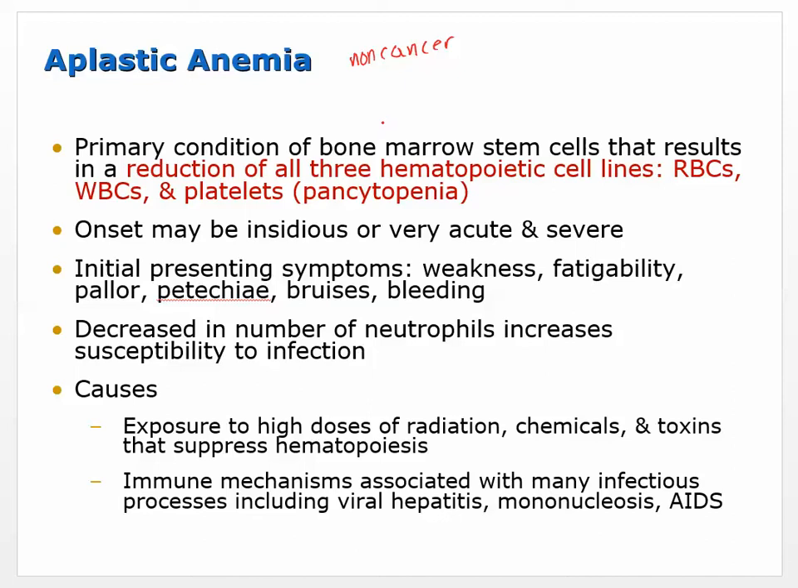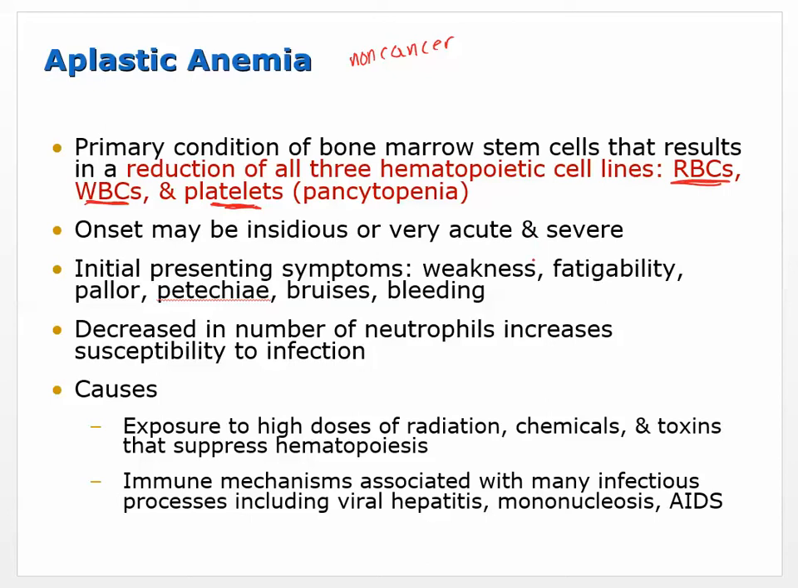So it's a primary condition of bone marrow stem cells that results in a reduction of all three lines. So we're talking about it with anemia, but you also will see a decrease in the white blood cells, and you'll see a decrease in platelets. Okay, so onset may be insidious or very acute and severe. So it could either come on slowly or it could come on quickly.